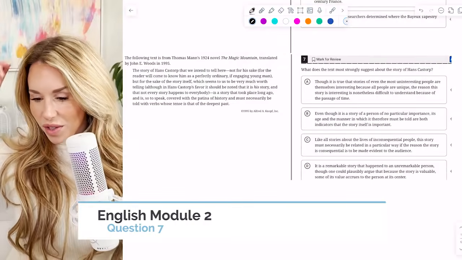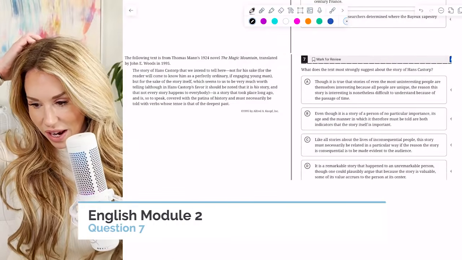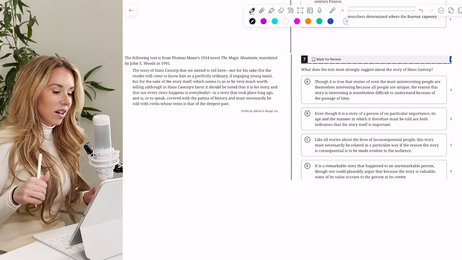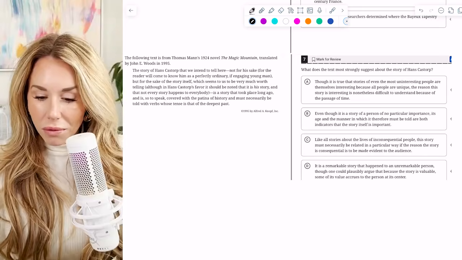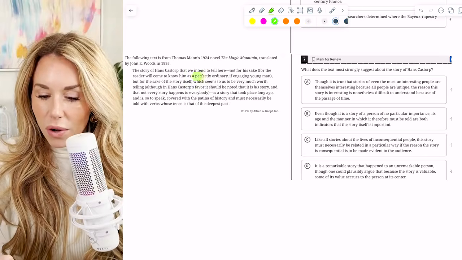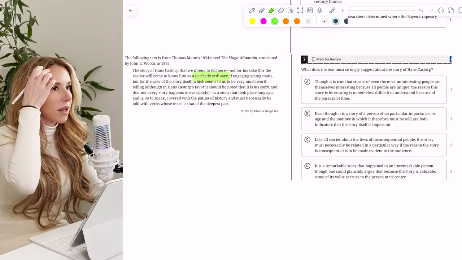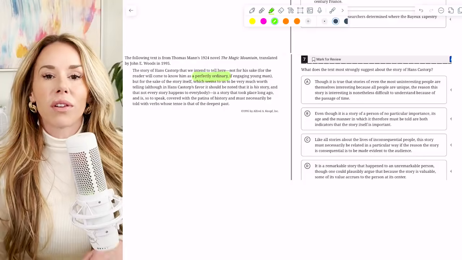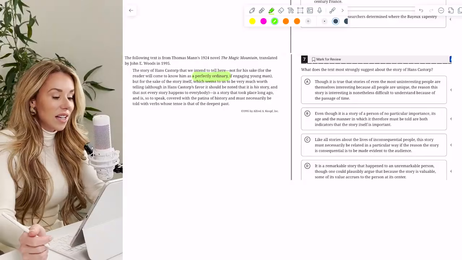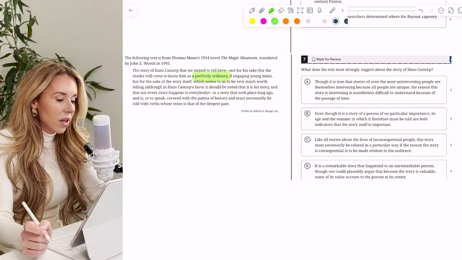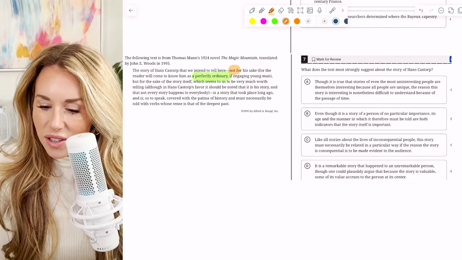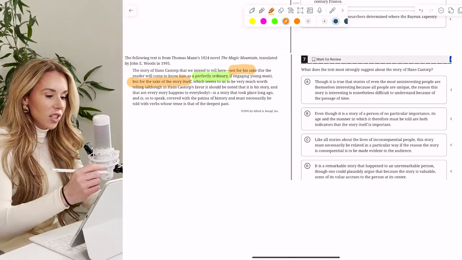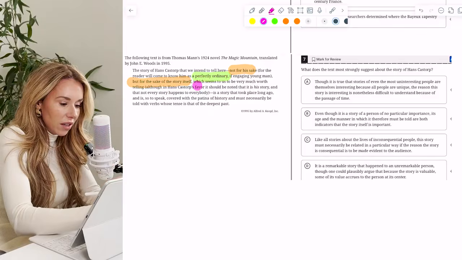All right, what does the text most strongly suggest about the story of Hans Castorp? The story of Hans Castorp that we intend to tell here, not for his sake, for the reader will come to know him as perfectly ordinary. Okay, I'm going to highlight basically adjectives. This is a fiction passage. I want to look for descriptive words. They said he's ordinary. So we're not telling it for his sake. We're telling it for the sake of the story itself, which seems to us to be very much worth telling.